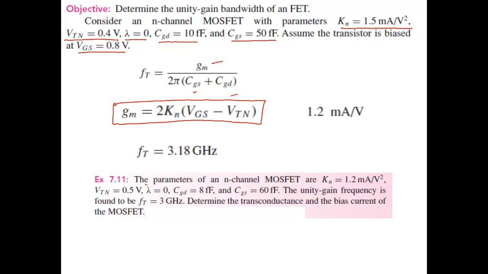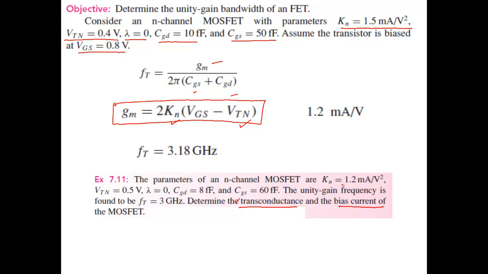Okay. Now the next problem: the parameters of an N-channel MOSFET are Kn, Vtn is 0.5 and lambda is 0, CGS is given, and CGD is given. So what we can do here is, they are asking us to find out the transconductance and the bias current. Now how will you find out the transconductance here? Because Kn is given to you, Vtn is given, but VGS is not given.